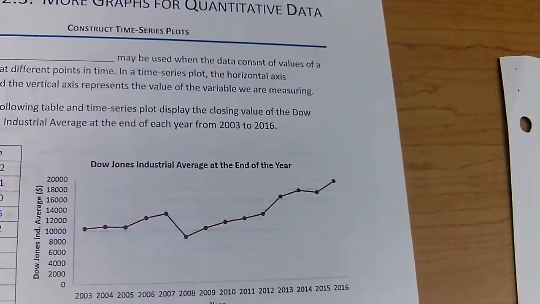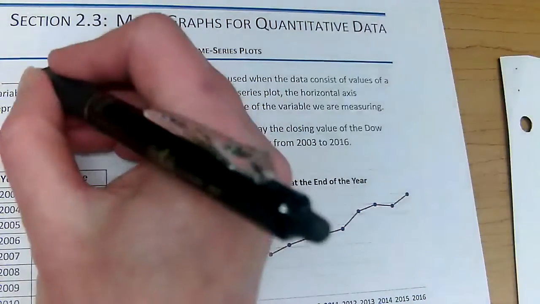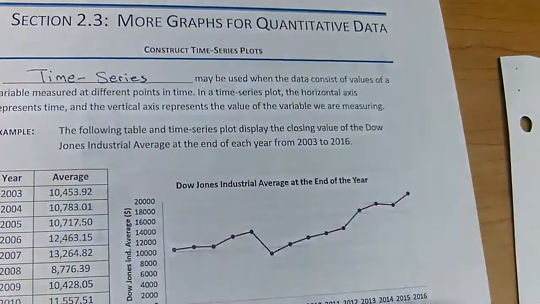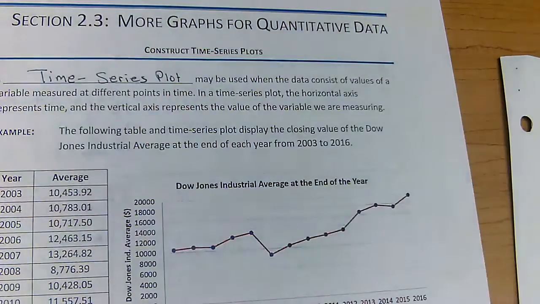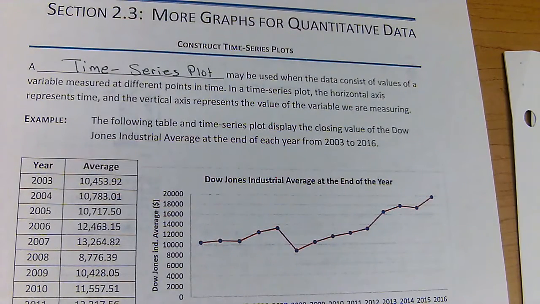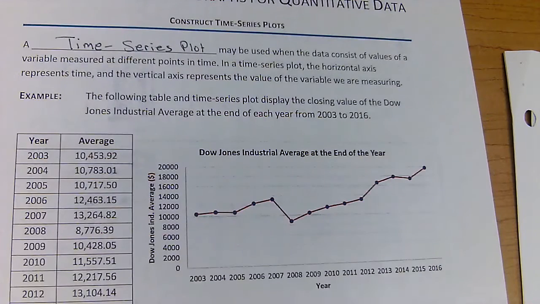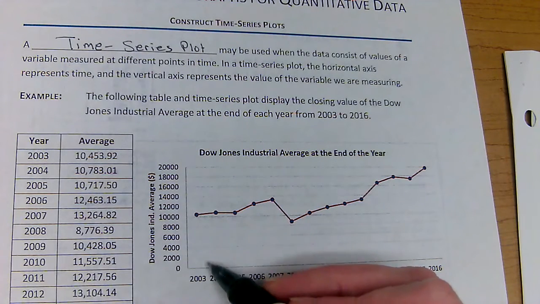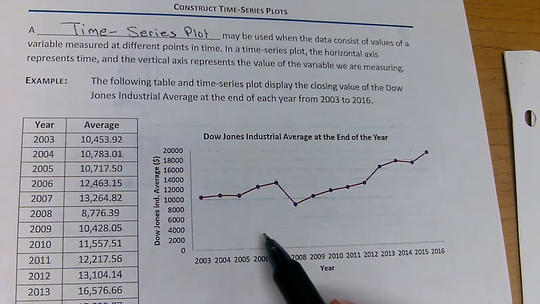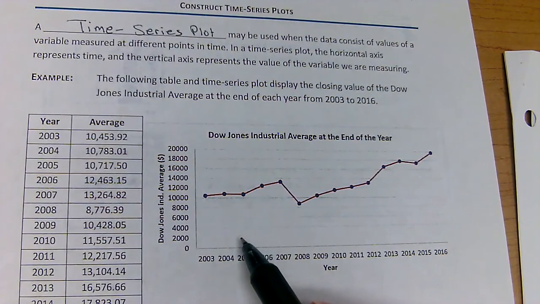Now, the next one we're going to look at is called a time series plot. A time series plot may be used when the data consists of values of a variable measured at different points in time. In a time series plot, the horizontal axis represents time, and the vertical axis represents the value of the variable we are measuring. So we have a table and a time series plot displaying the closing value of the Dow at the end of each year from 2003 to 2016.